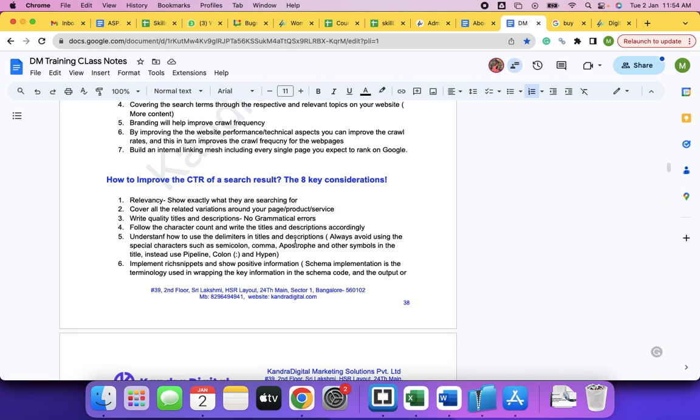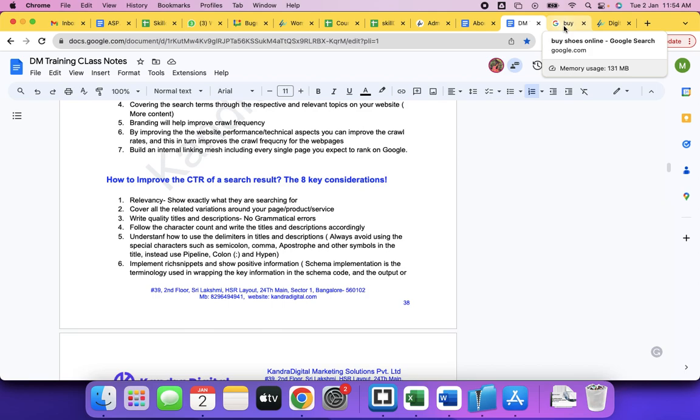Write quality titles and descriptions, with no grammatical errors or mistakes. Follow the character counts, okay? There is a character limit, not 48, it's 68. It should be less than 70 characters. We'll have a very detailed discussion. We'll be practicing how to write the titles and descriptions as well, okay? And understand how to use the delimiters in the titles and descriptions, okay?